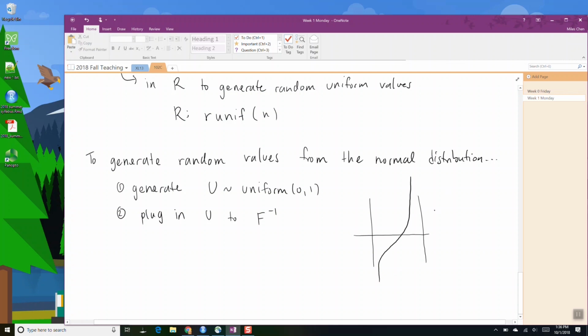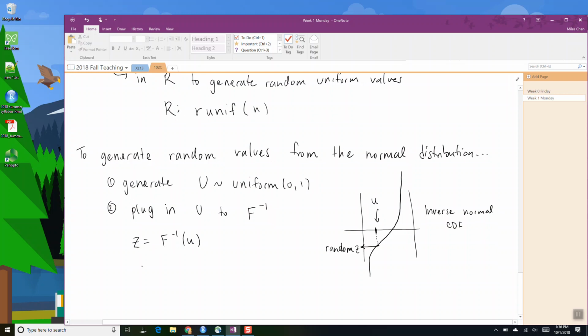So this is the inverse normal CDF. Maybe you get a random value right here. This is your u, and you come along and you plug it in here and you get this value, and this is going to be your random z. So plug in u to F inverse, and that's it. You just say z is equal to F inverse of u. And now z is a value drawn from the normal distribution.